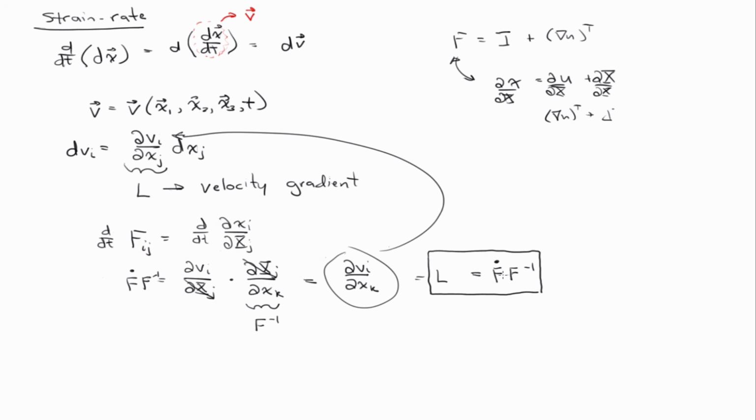But the velocity gradient is a purely Eulerian quantity. Everything is in terms of the current configuration, right? It's partial v, partial little x. So everything is in terms of the current coordinates or the current configuration. So sort of by taking the time derivative of the two-point tensor and multiplying it by its inverse, these things that live in between can give you something that's purely Eulerian.